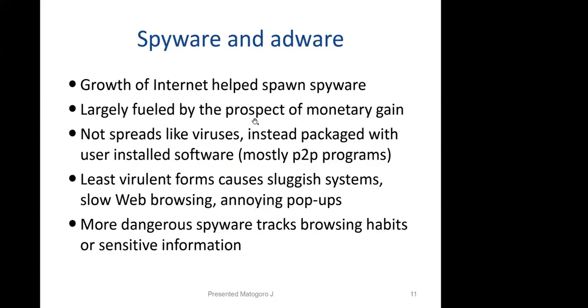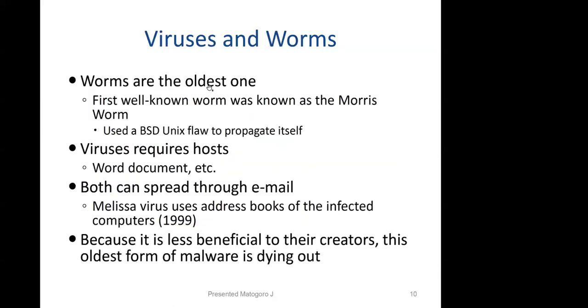Good. So as most of you have already mentioned, worms are the oldest one. The first well-known worm was the Morris worm. This was used in BSD Unix to propagate itself. But viruses require a host, like most of you have mentioned, a Word document or any other document. Both can spread through an email.